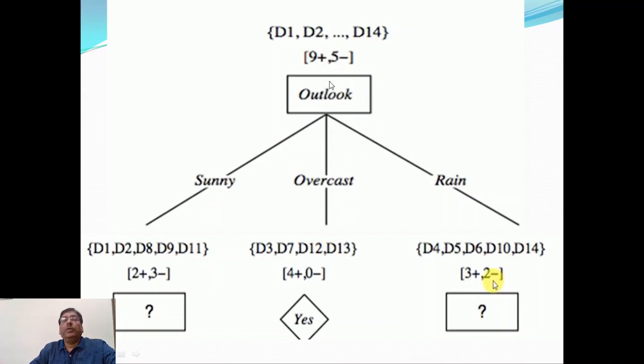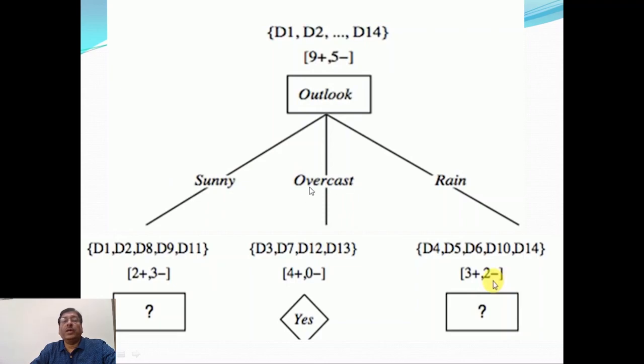So now when the outlook is sunny, can you decide whether you can play the game or not? No, because sunny appears 5 times in the given data set, and out of that 2 times it is positive, 3 times it is negative. So I cannot make a decision over here. If the outlook is sunny, I cannot decide yes or no for the tennis play.